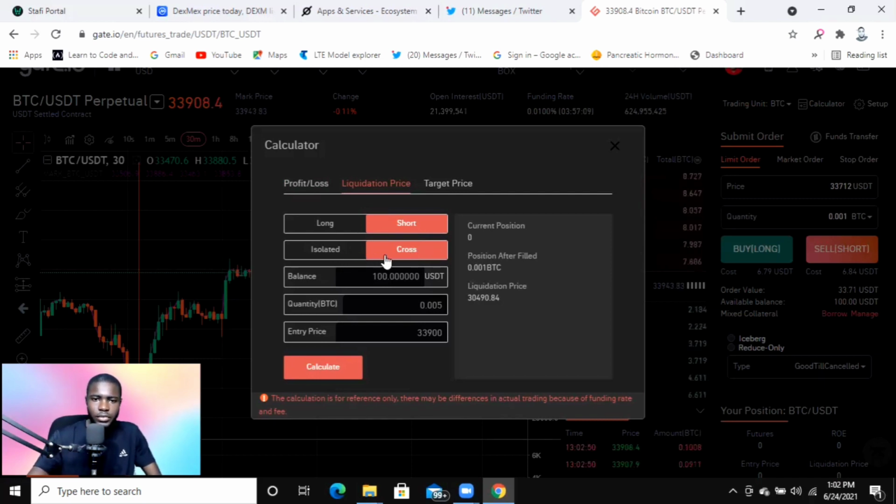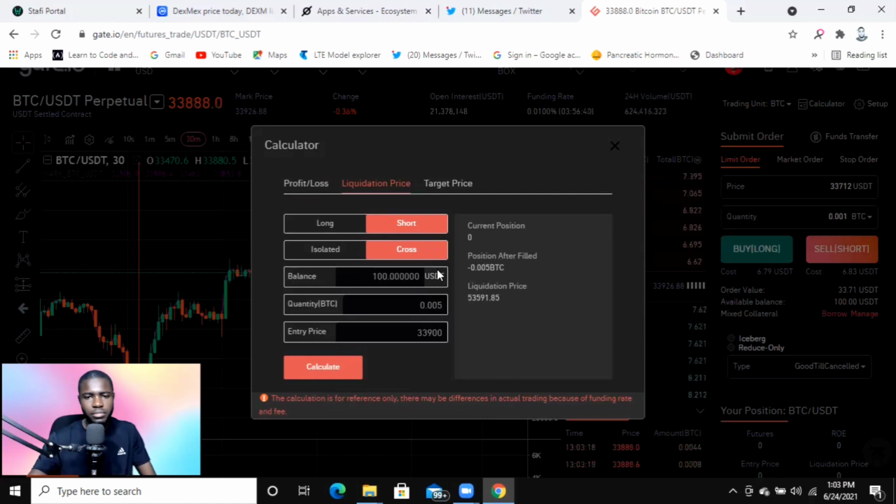So let's use cross. I love using cross margin mode compared to isolated, right? So here in your balance, 100 USD, this is the quantity, and let's say you are entering BTC at, let's see, let's use 33,900, right? So I'm going to calculate that.